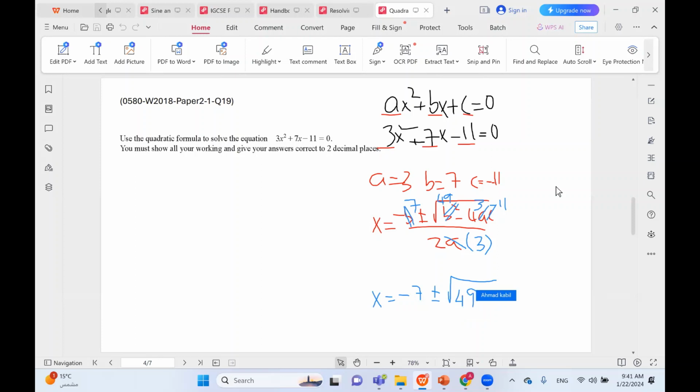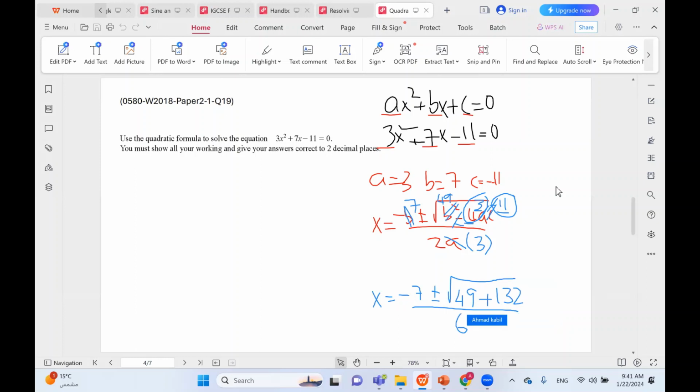Of course, you have here 4 times 3 times negative 11, but you have a negative outside as well. So the negatives will cancel out, and you get a positive. You have 4 times 3, which is 12, times 11. This gives you 132. Again, you can use your calculator for this part, divided by 6.